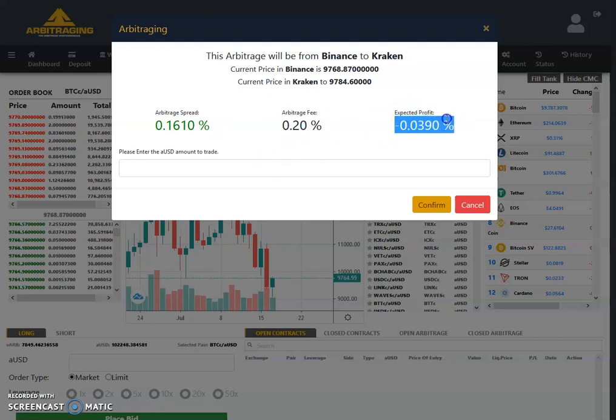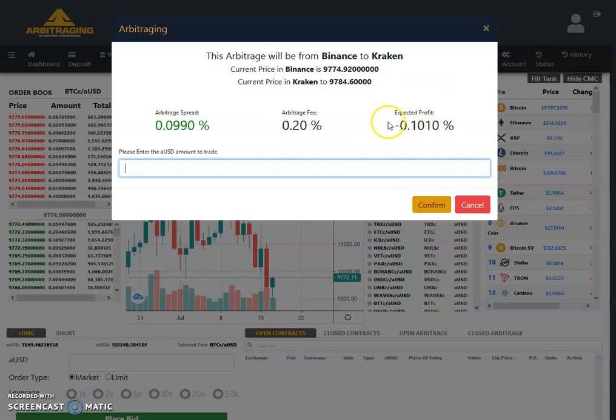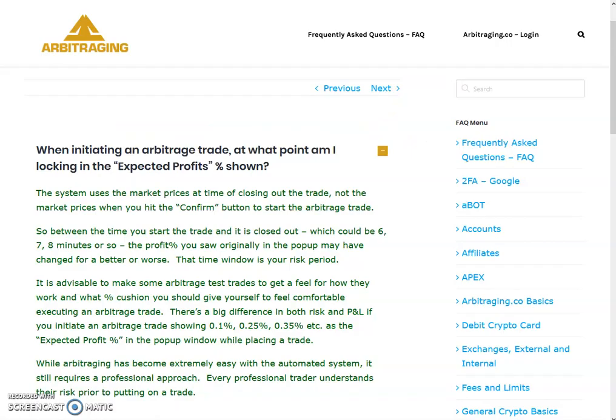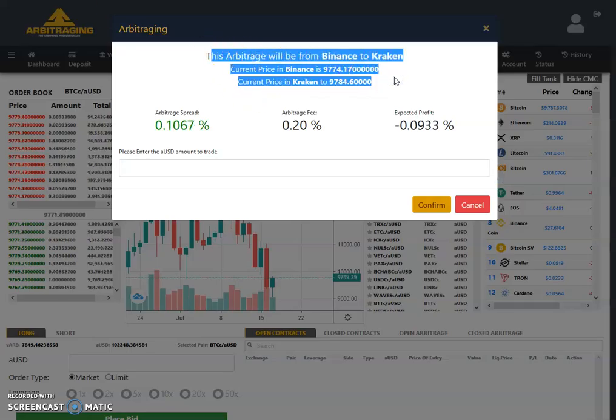So this is not the actual profit which I will get, because this is the market price at this time. When I place the trade and click on confirm, it is not giving me the profit according to the price at this time. It will give me a profit when my trade is closed. It will first go and buy from Binance, then transfer to Kraken, and when it sells on Kraken, it will count the rate of that time.